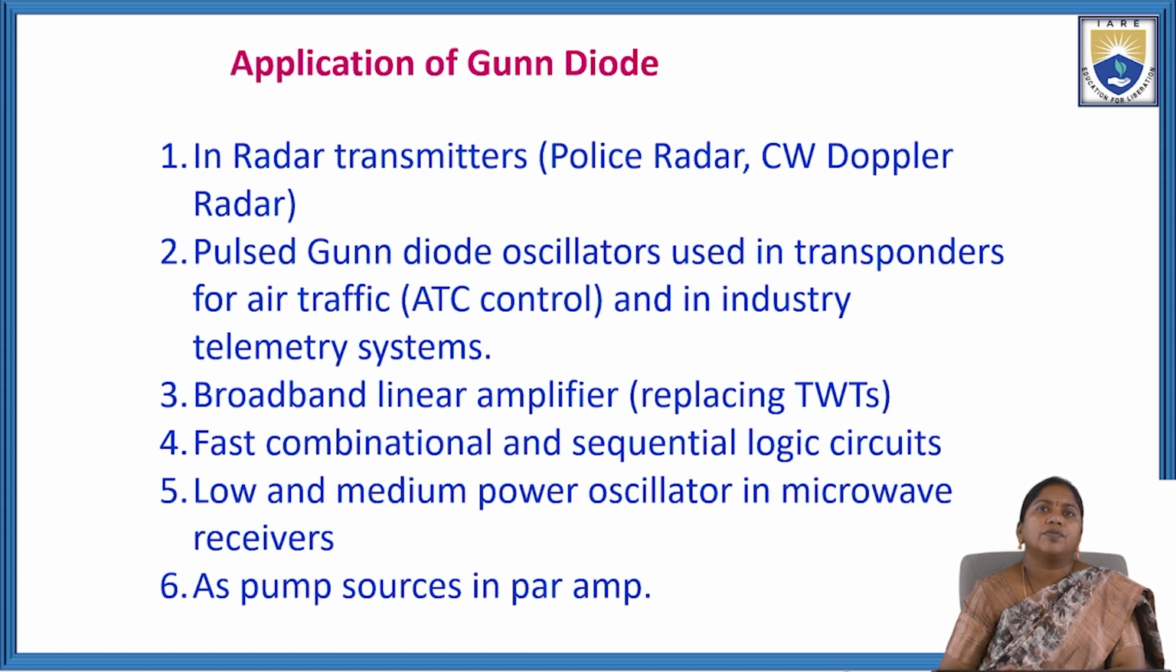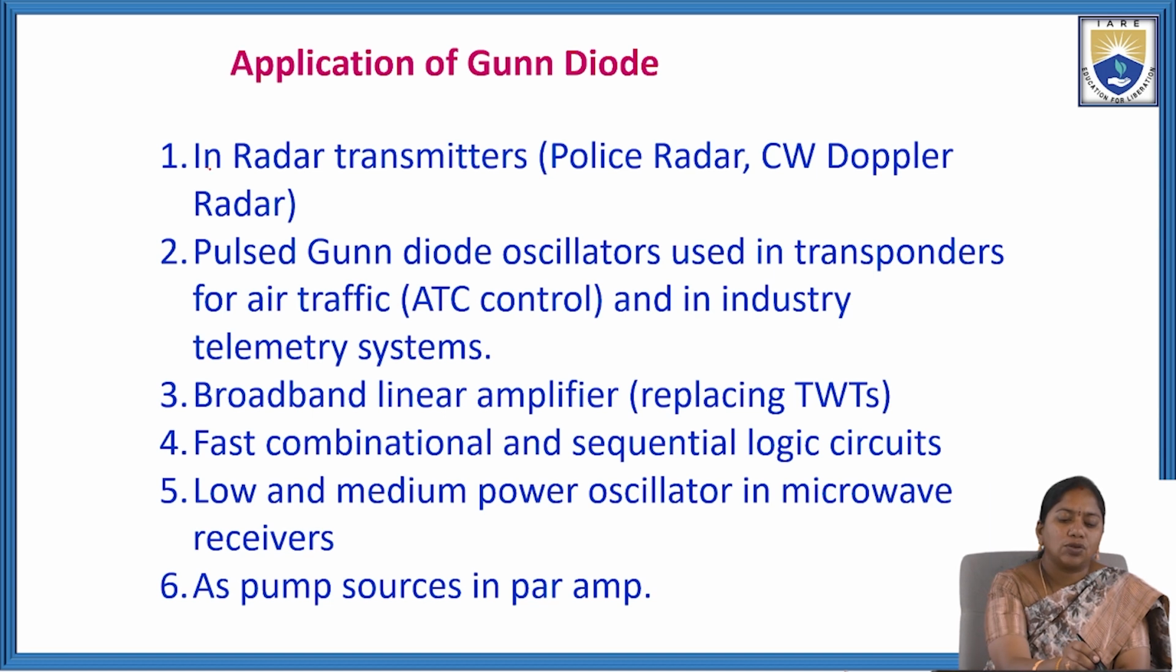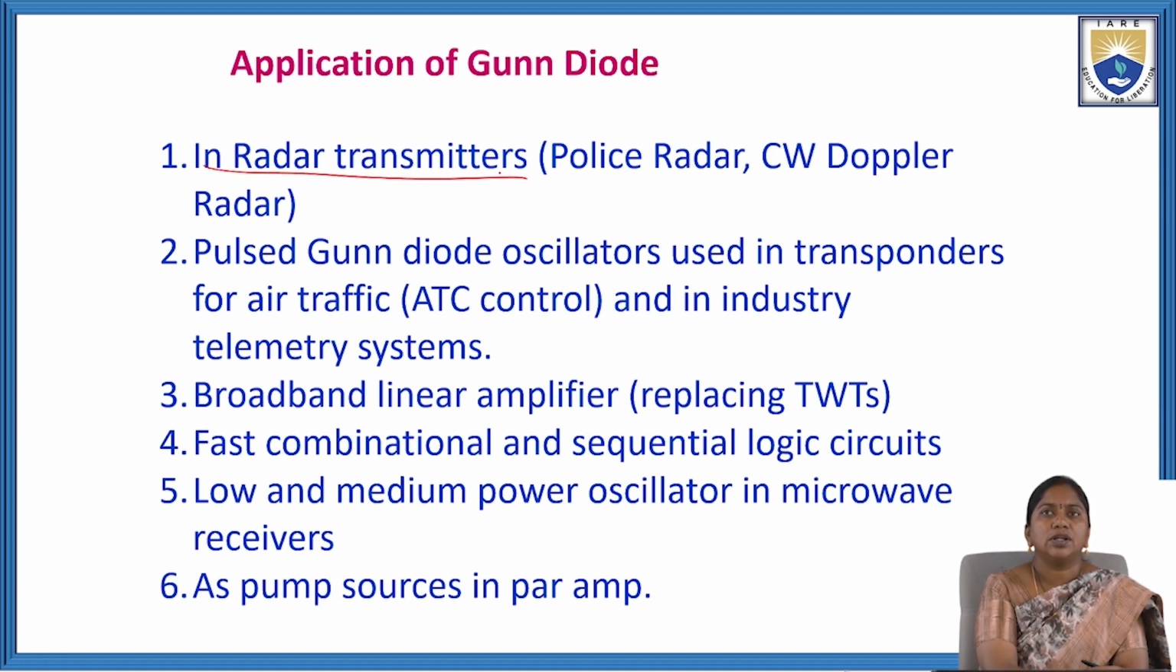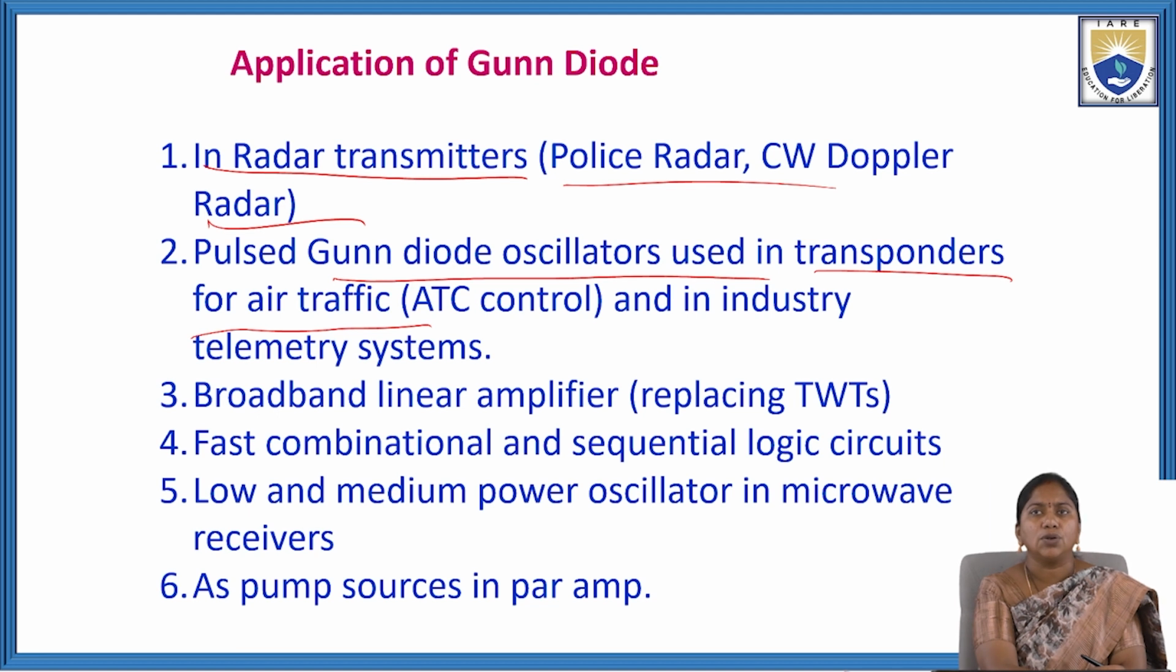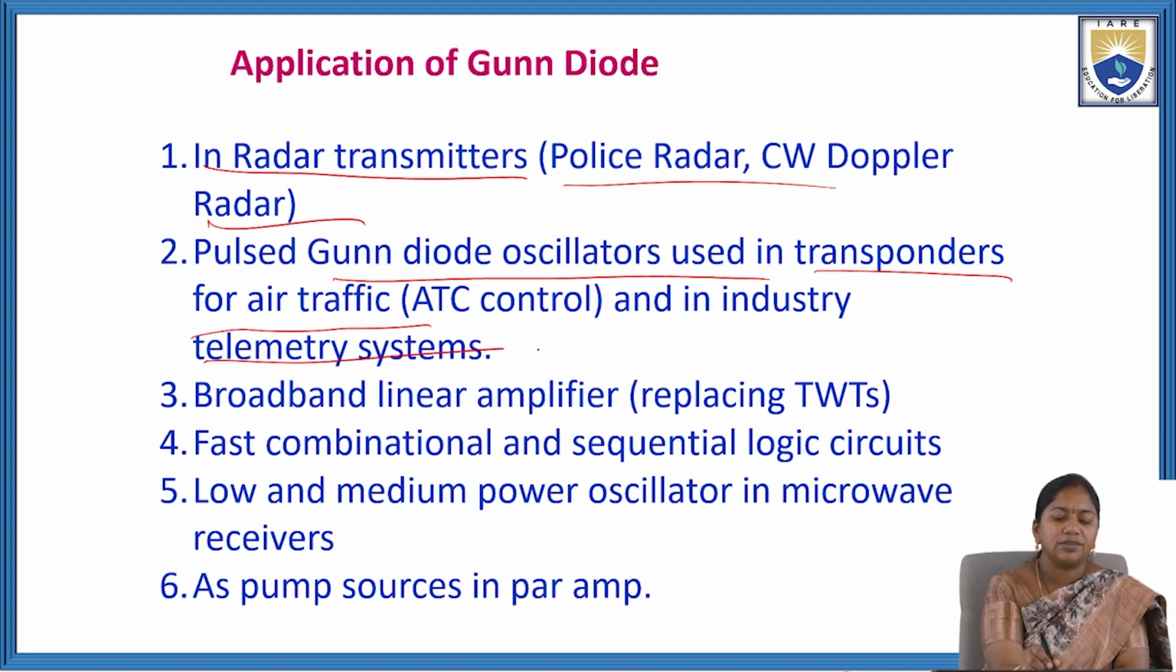Then applications of the Gunn diode. The first application is the radar transmitter. Gunn diodes are used in radar transmitters, that is police radar and CW Doppler radar. Pulsed Gunn diode oscillators are used in transponders for air traffic. ATC control purposes also use Gunn diodes, and so do industrial telemetry systems.